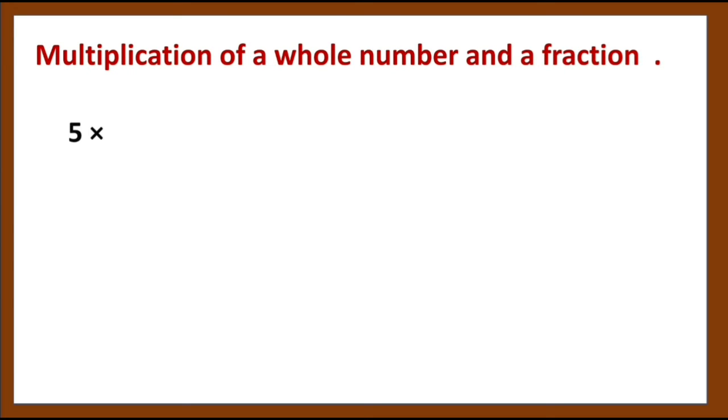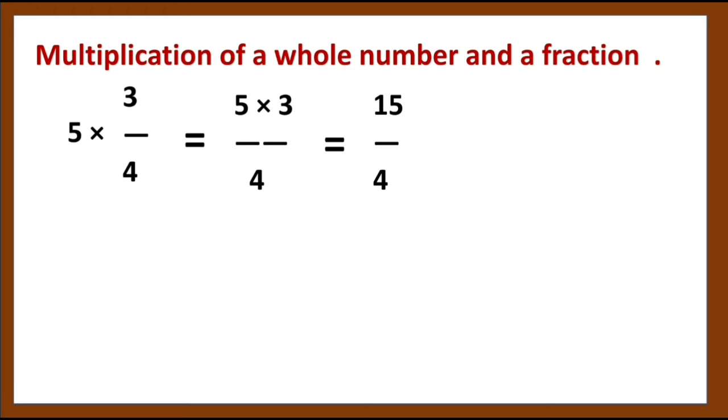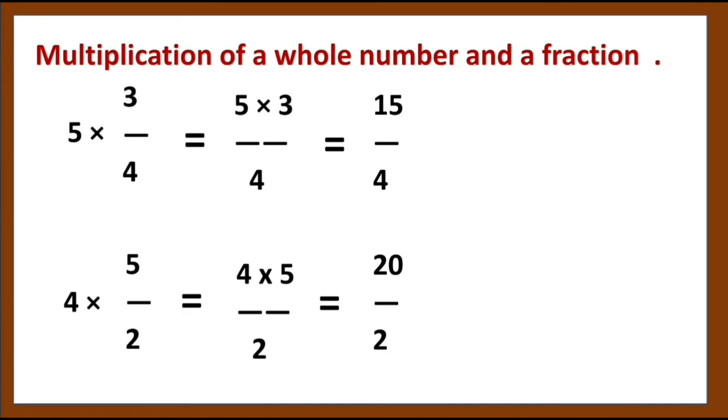Just see here, if we multiply 5 with 3 by 4, multiply this 5 with the numerator. The whole number we have to multiply with the numerator. That is 5 into 3 by 4, which is equal to 15 by 4. Like this, 4 into 5 by 2 is equal to 4 into 5 by 2, that is 20 by 2.